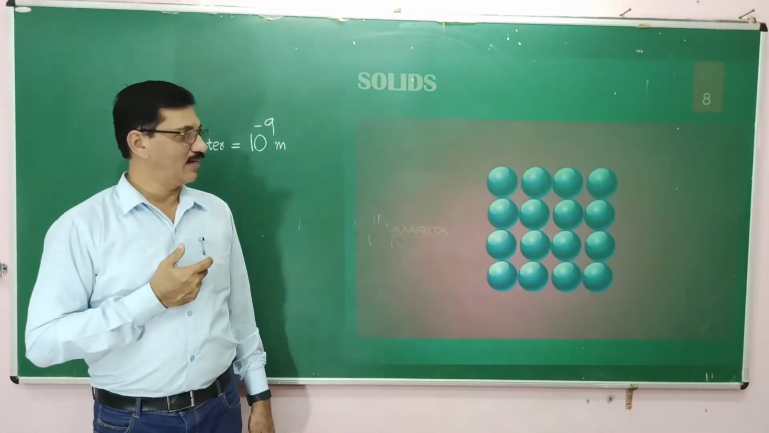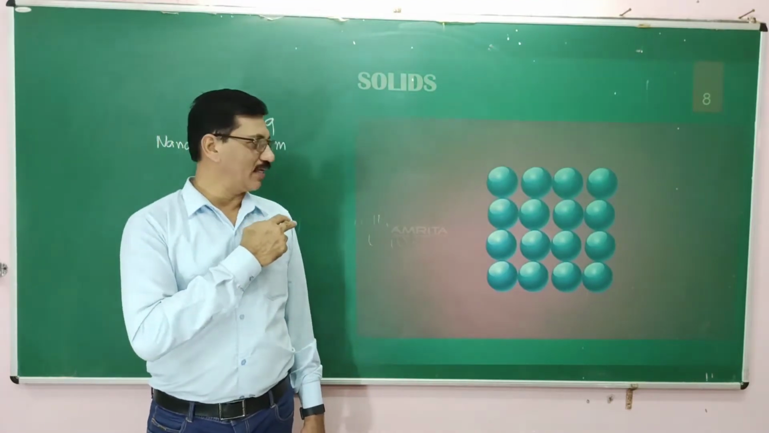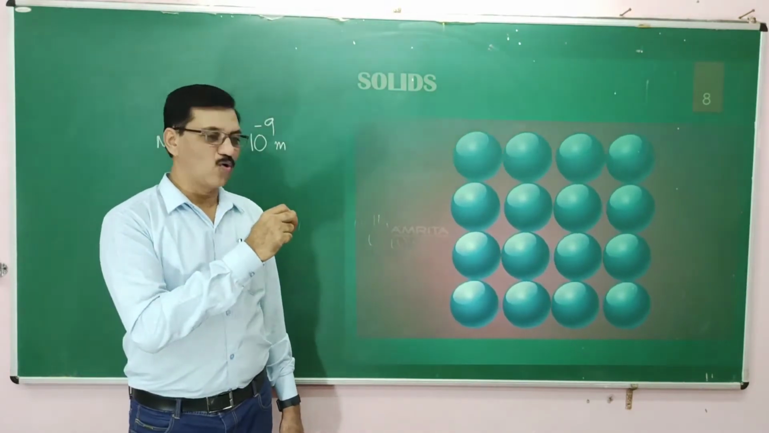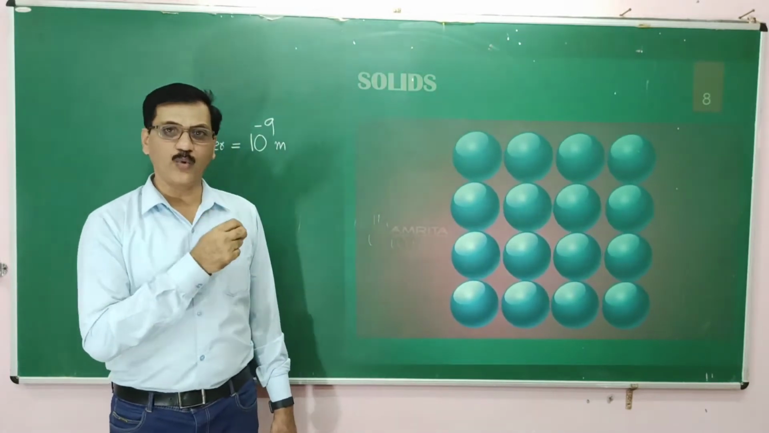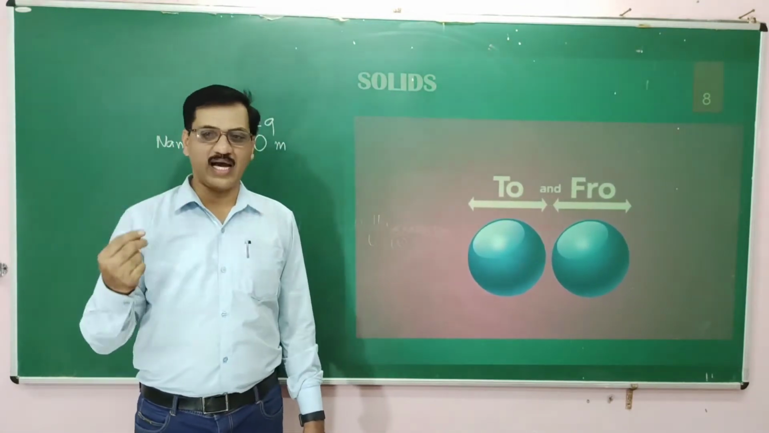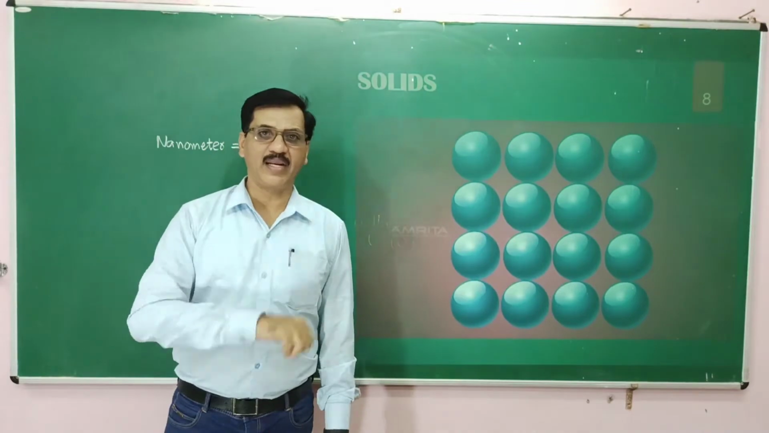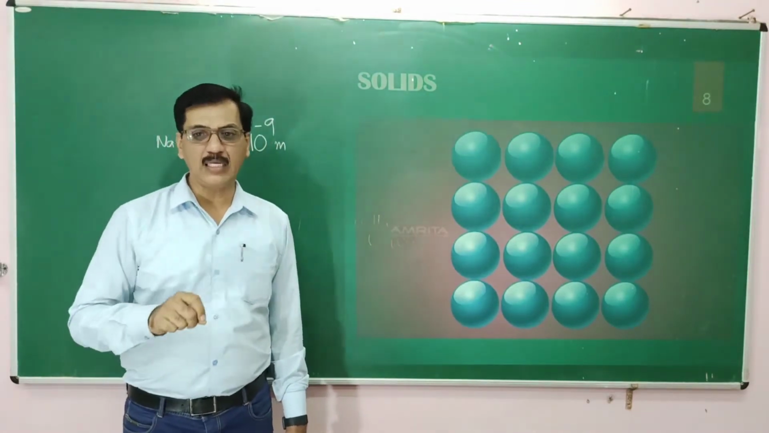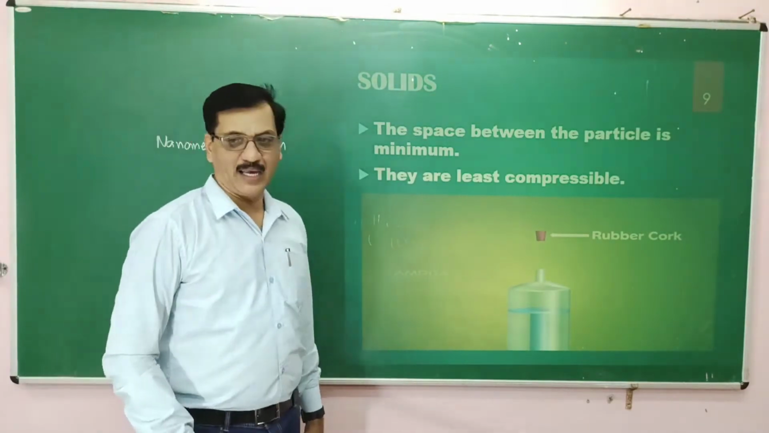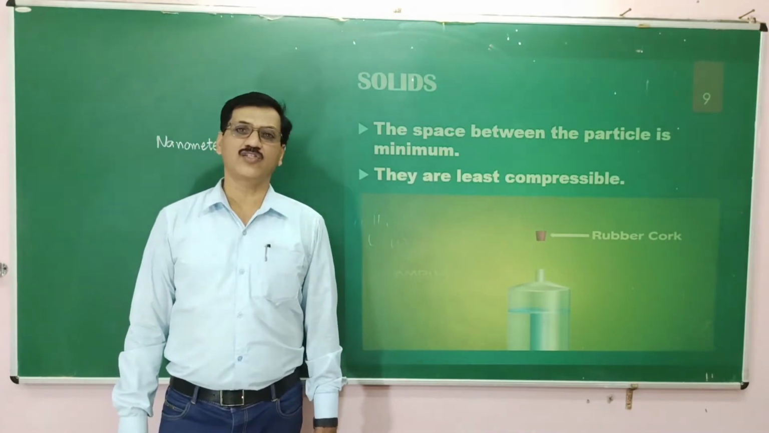Let us look at the way the particles are arranged in the solid. In the solid, the particles are well organized. They may be moving, but they are moving only to and fro. They have only to and fro motion, and they are not moving from one place to the other place. That would be translatory motion. This is called vibratory motion. Solids have vibratory motion; they move about their mean positions. The space between the particles is minimum. There is space between the particles, but the particle space is minimum. Therefore, they are least compressible.